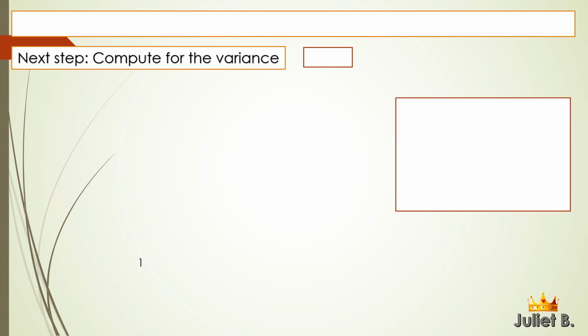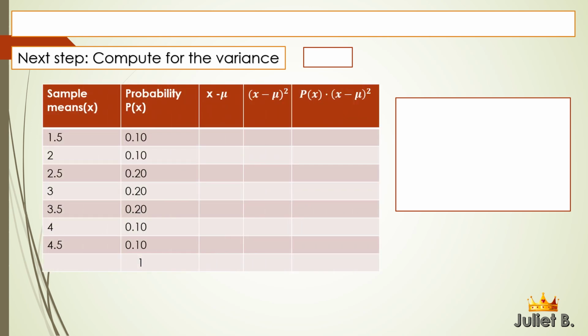Next step, compute for the variance. For us to compute for the variance, yung galing sa sampling distribution of the sample mean natin, itutuloy na natin dito. Tatanggalin na natin yung frequency na column. So, ito pa rin yung mga sample means, yung probability. Since alam natin na ang mean ay equal sa 3, mag-proceed na tayo sa next column para makompute natin ang variance. Next column is x minus mean. So, ito yung x natin.